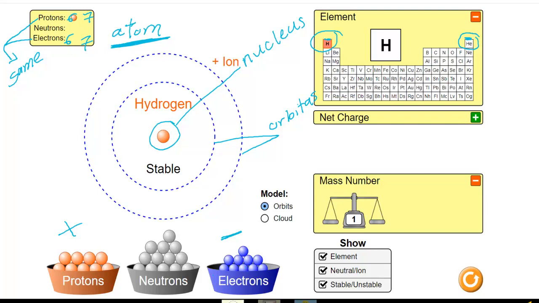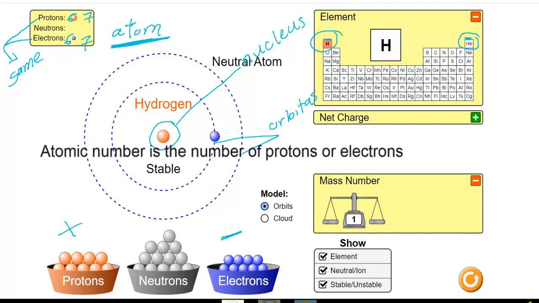The number of protons is called the atomic number. So what is the atomic number? It's the number of protons, and it is the same number of electrons. So the element hydrogen will have 1 proton, 1 electron.